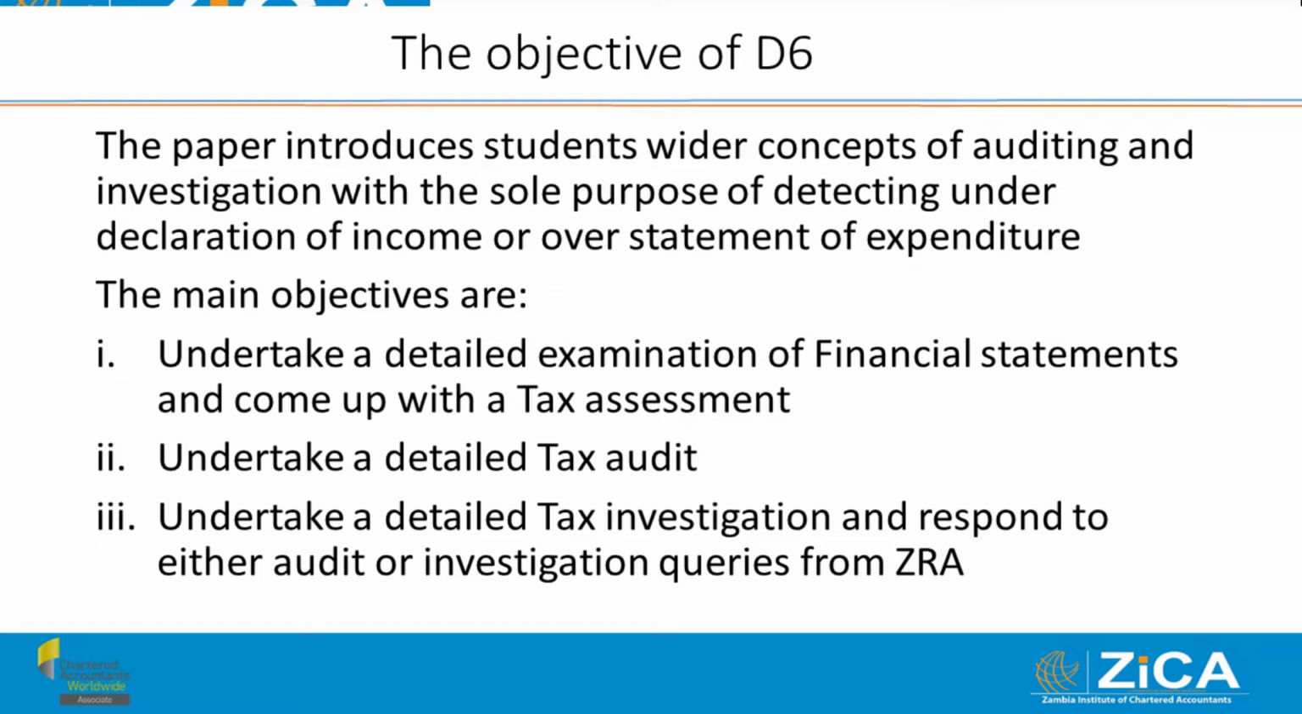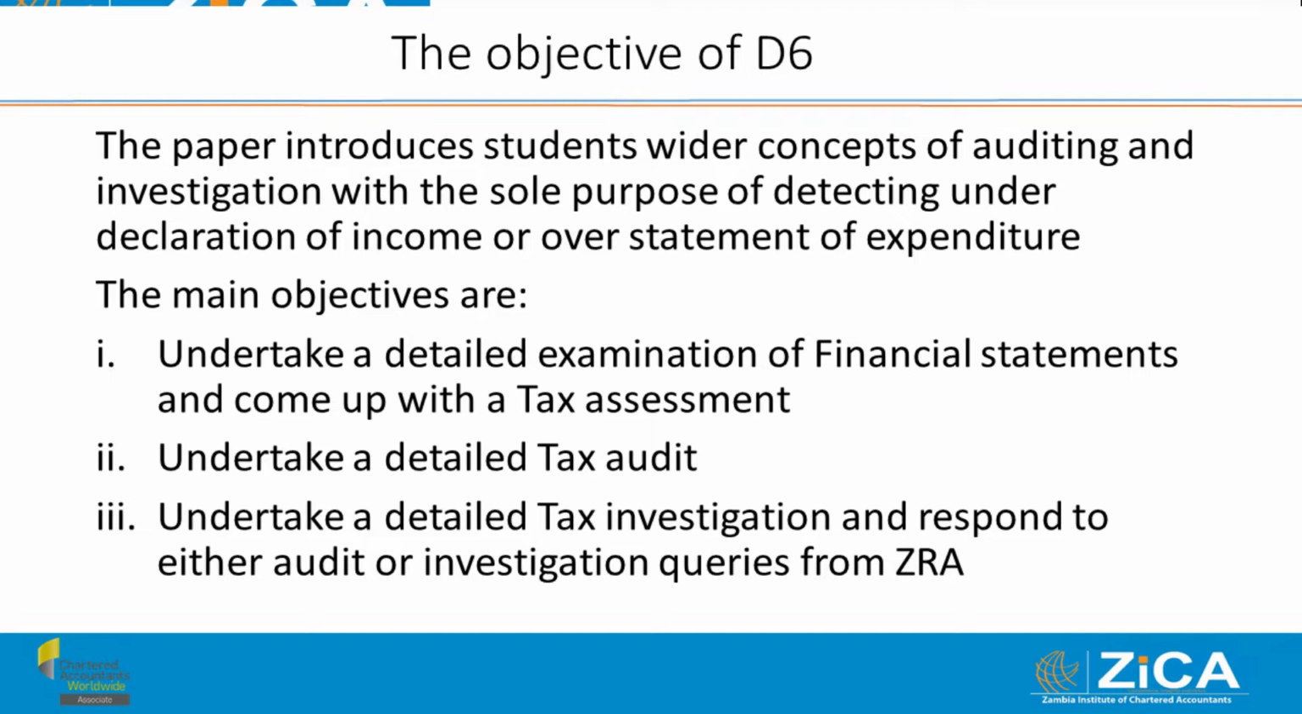So what are the main objectives? The main objectives of D6 are to undertake a detailed examination of financial statements and come up with a tax assessment, and also to undertake a detailed tax audit, and lastly, to undertake detailed tax investigations to respond to other audit or investigation queries from Zambia Revenue Authority, which is ZRA.